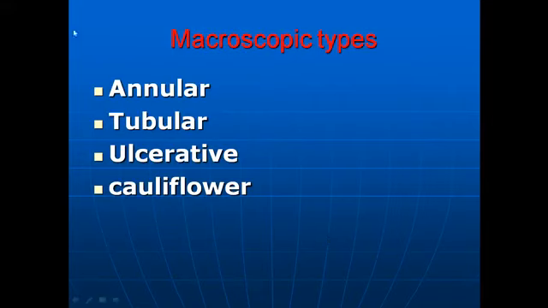So now the macroscopic types I discussed in the earlier lecture. There are 4 types. One is annular, another is tubular, another is ulcerative, and another is cauliflower. So these two are the stenosing type. That is, if the patient has an annular or tubular one, the patient will present with intestinal obstruction. And the ulcerative and cauliflower types present with insidious onset.